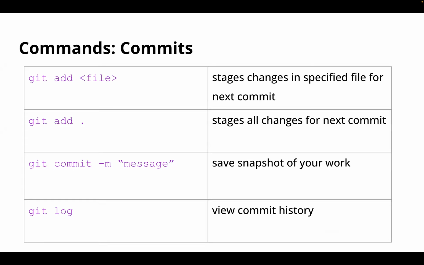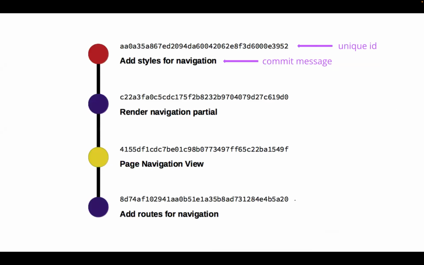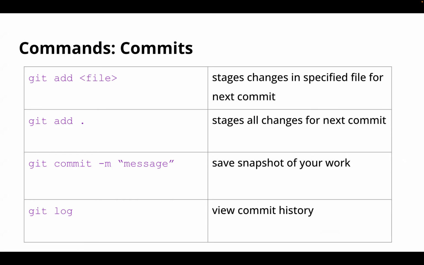And then git log, if you want to view your commit history. Remember, this would be an example of an output of git log, getting to see all your different commits. You would use git log, and it basically just shows you the timeline.